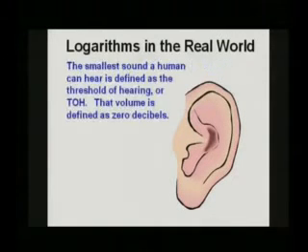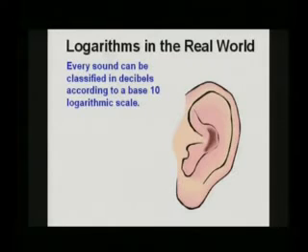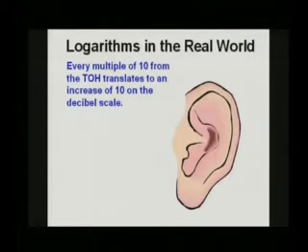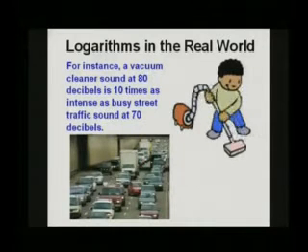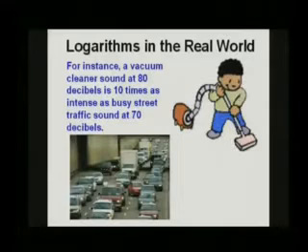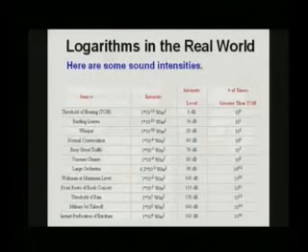The smallest sound a human can hear is defined as the threshold of hearing, or TOH. That volume is defined as 0 decibels. Every sound can be classified in decibels according to a base 10 logarithmic scale. Every multiple of 10 from the threshold of hearing translates to an increase of 10 on the decibel scale. For instance, a vacuum cleaner sound at 80 decibels is 10 times as intense as busy street traffic sound at 70 decibels. And here are some sound intensities.